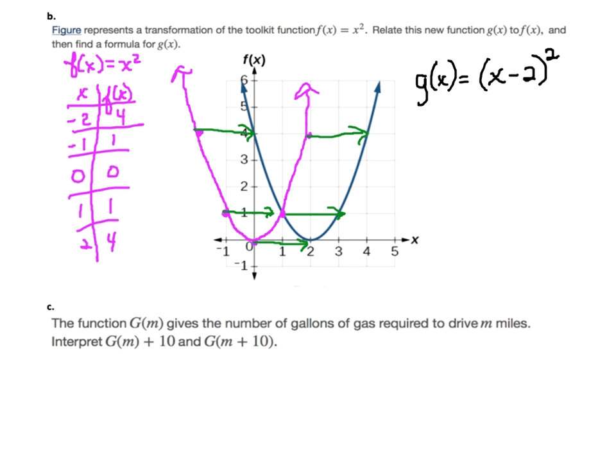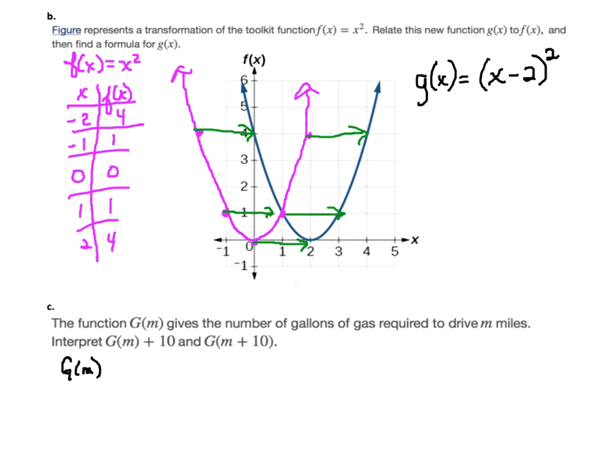All right, and I think this might be, oh no, this isn't the last thing we have for translation. I think we've got a couple graphs to look at, or one graph to look at after this. The function g of m gives the number of gallons of gas required to drive m miles. Interpret g of m plus 10.